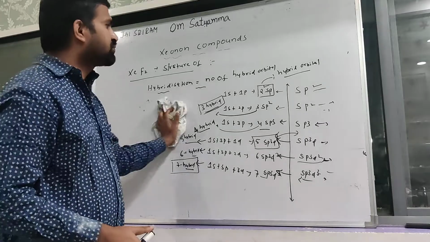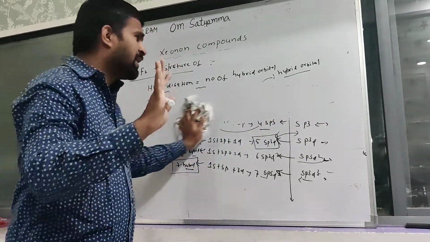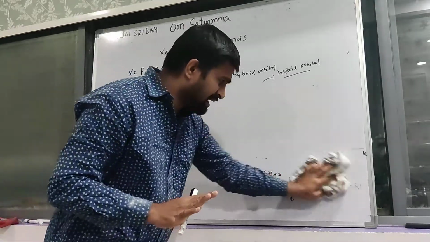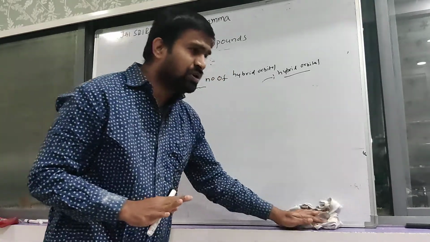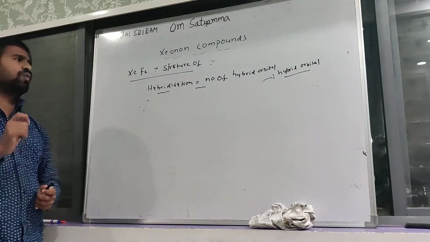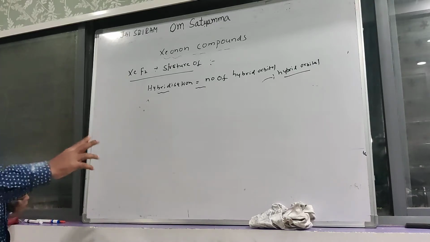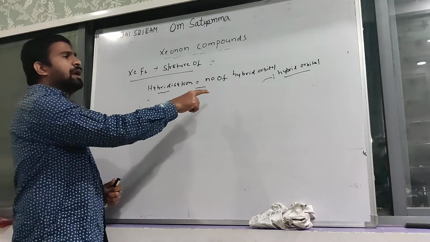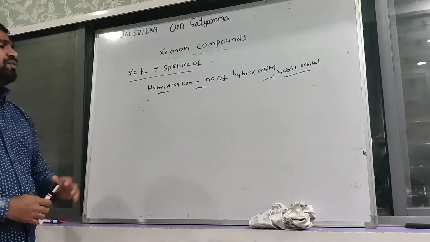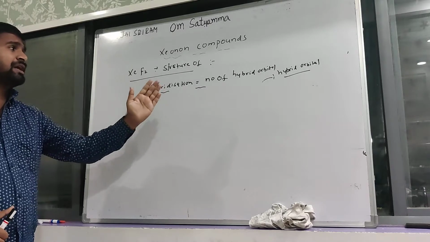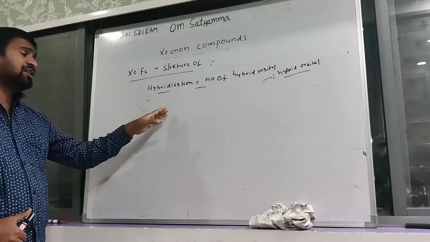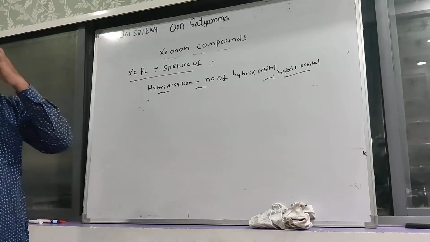Clear? If you don't know the number of hybrid orbitals, you don't know the hybridization of the central atom, and then you don't know the structure of that compound. I will give one trick to find out the number of hybrid orbitals in any given compound. If you can find the number of hybrid orbitals, then you can find the hybridization, and then also the structure of that compound.